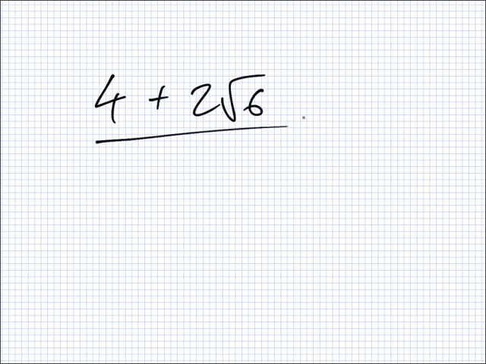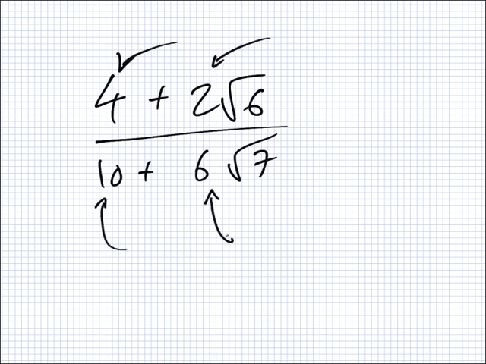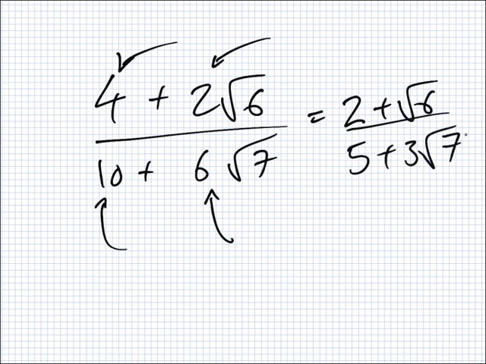I'll give a very simple example. If you had something like 4 plus 2 root 6 over 10 plus 6 root 7, you could continue with this, but you'll make your life easier if at the start you can simplify. There's a number that goes into each of these, 2. So before you begin, perhaps you should change this into 2 plus root 6 over 5 plus 3 root 7. But if you have a calculator, you just use the calculator.